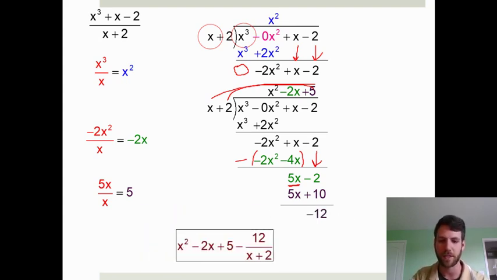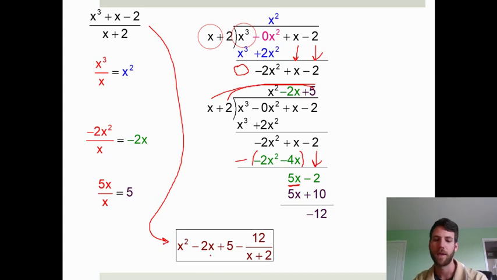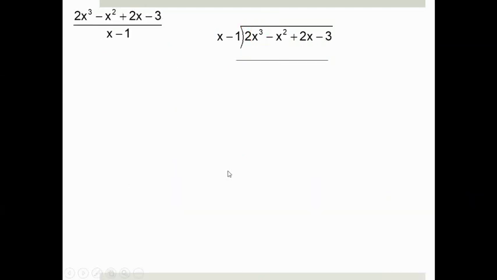And that leads us to our next answer, and that is going to be what you see at the bottom here. This equals what we started with in the problem. And so our quotient is x squared minus 2x plus 5. Our remainder is negative 12 right here. And then x plus 2 is what we divided by.